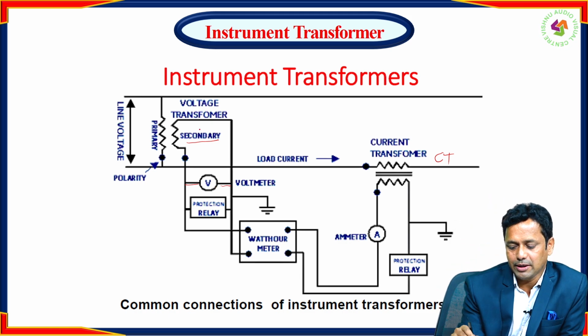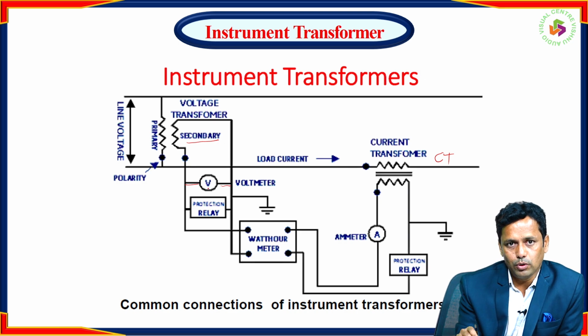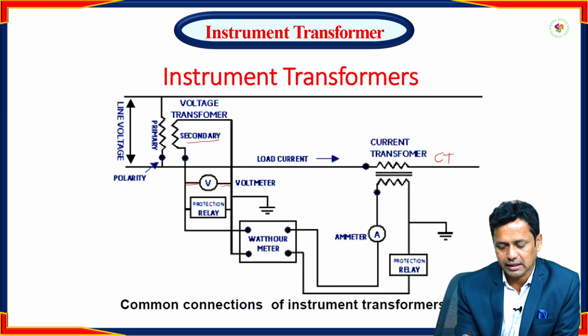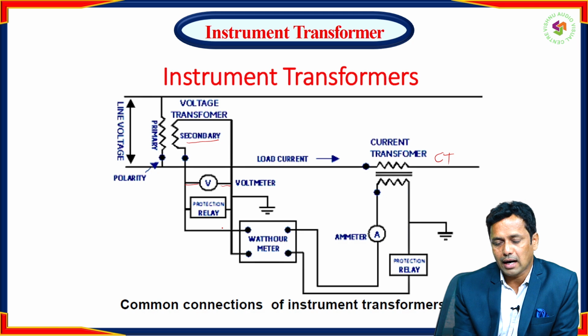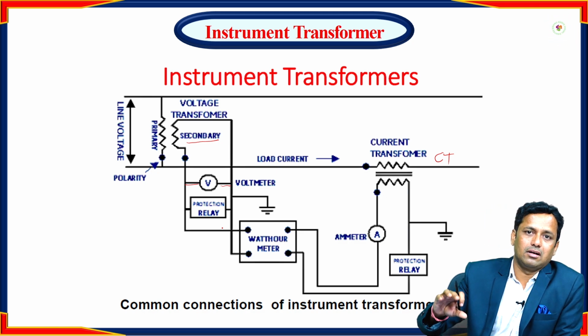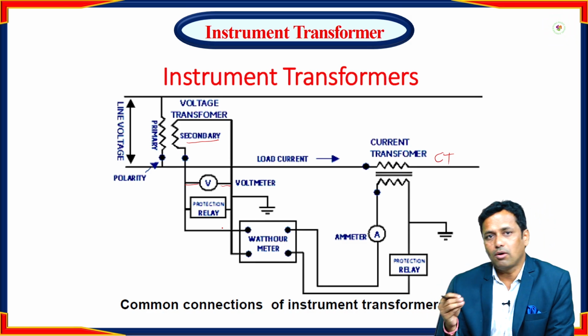So in this case, line to line, how much voltage is passing through the line to line voltage, we have to measure the voltage value with a voltmeter. A protection relay is also connected here. And one more point is the watt hour meter also. Why? Because how much line is connected, how much time is connected, we have to connect the watt hour meter here.